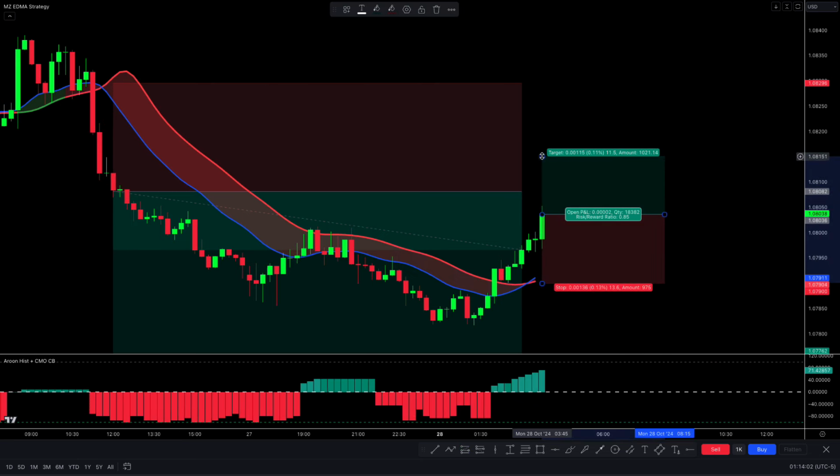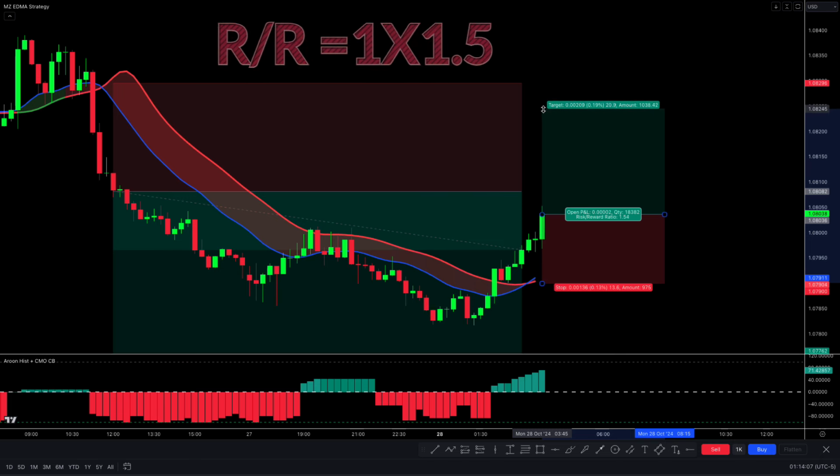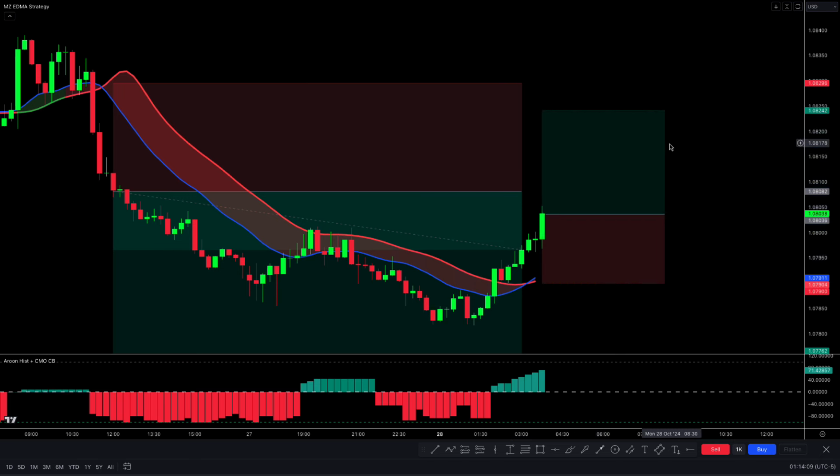And our stop loss is to be placed below the green line. And the risk to reward ratio will be 1:1.5. How does this trade play out?